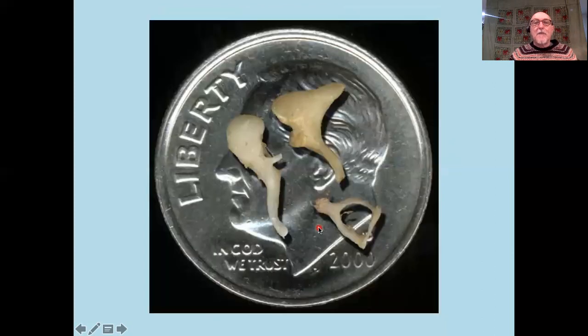Okay, so here are the three little bones put onto a dime so that you can see how small they are. That's the malleus, the hammer. That's the incus, the anvil, and this here is the stirrup bone, the smallest bone in the human body.